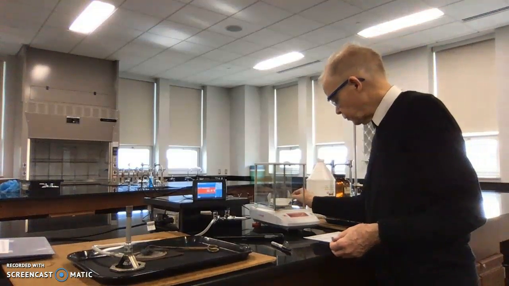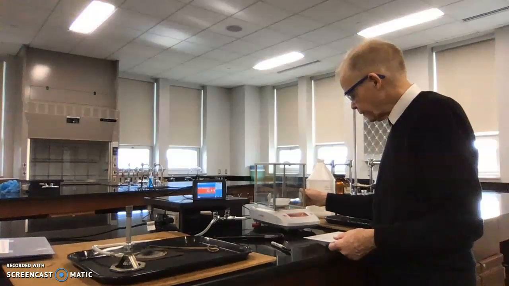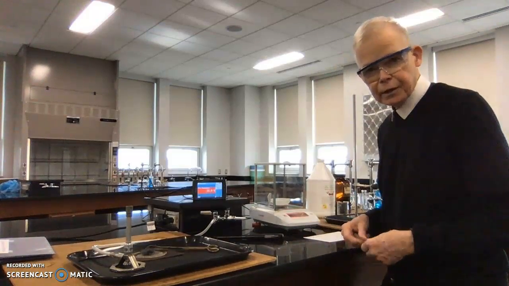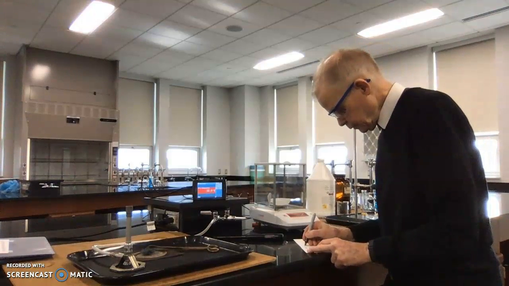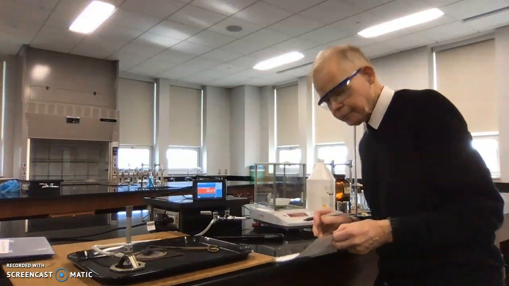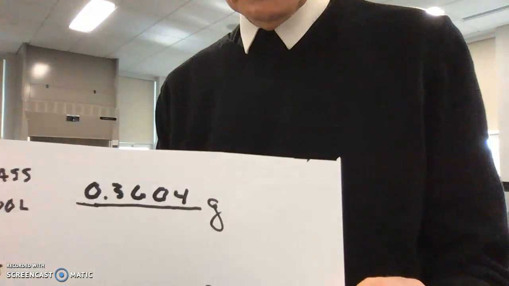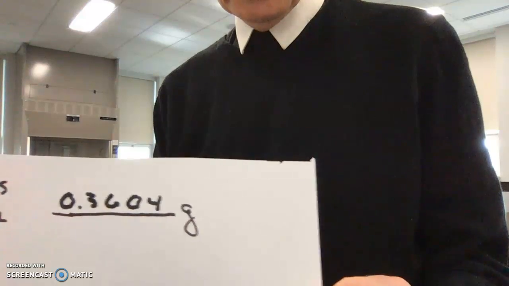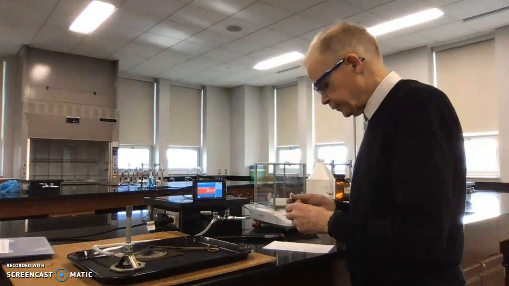Let me take a piece of steel wool, open the little door on the side, drop this on top. And what I'm going to do is write down the mass for you, 0.3604. Let me hold it up so you can see the number. 0.3604, and that's my initial mass of steel wool. And then we'll put it in the flame and see what happens.